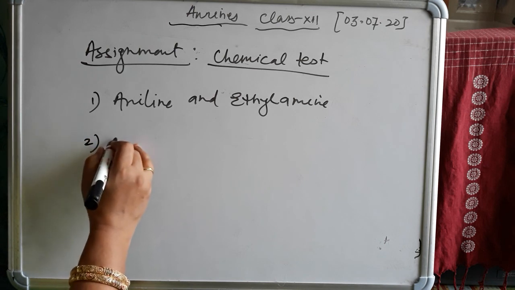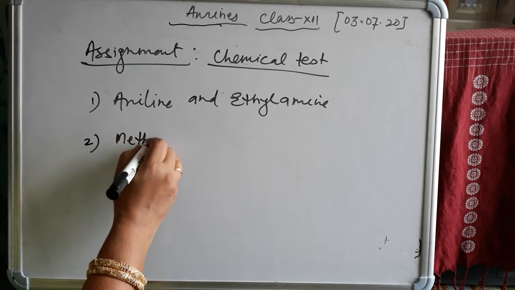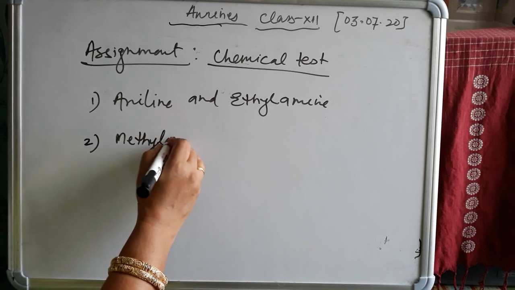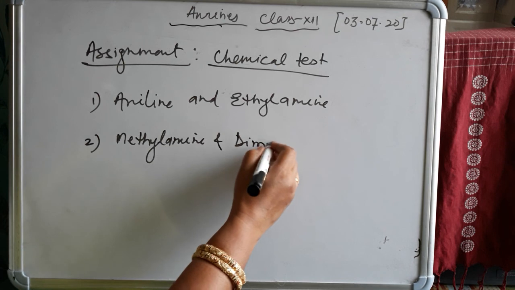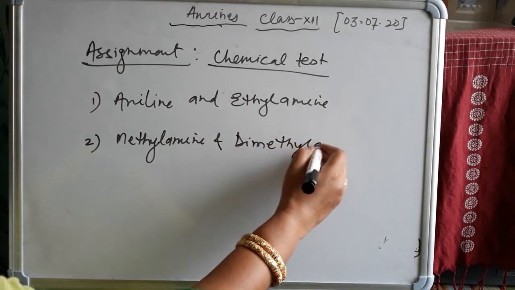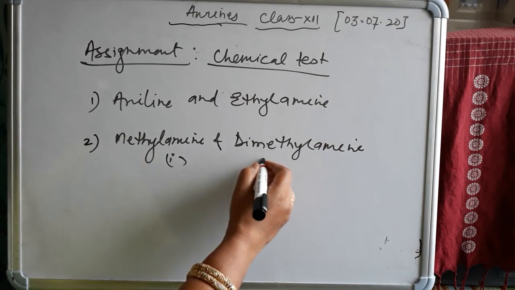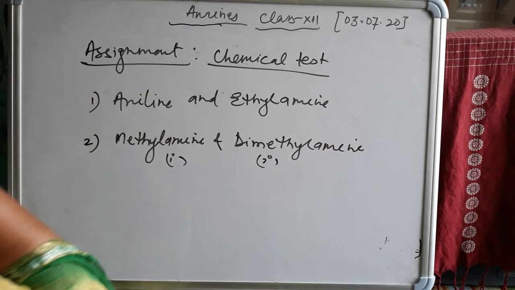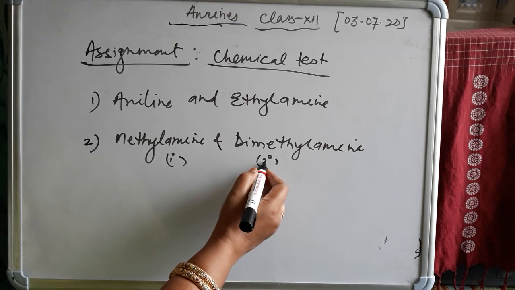Second is methylamine and dimethylamine. So one is primary and the other is secondary. How can we distinguish a primary amine from a secondary amine? Which test or reaction is given only by a primary amine, not by a secondary amine?